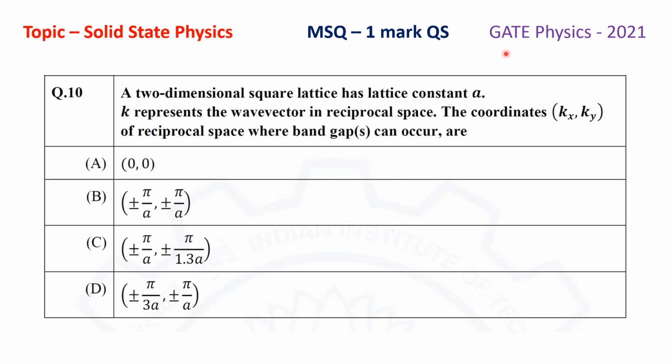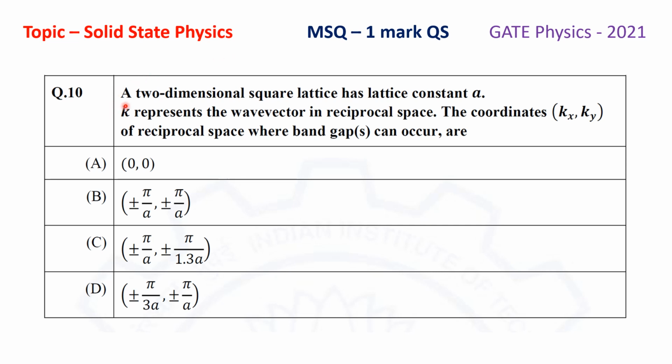This question was asked in the GATE Physics paper 2021. This is a multiple select question, that is MSQ, having 1 mark. The topic of the question is solid state physics. Specifically, this question was asked from the chapter reciprocal lattice.